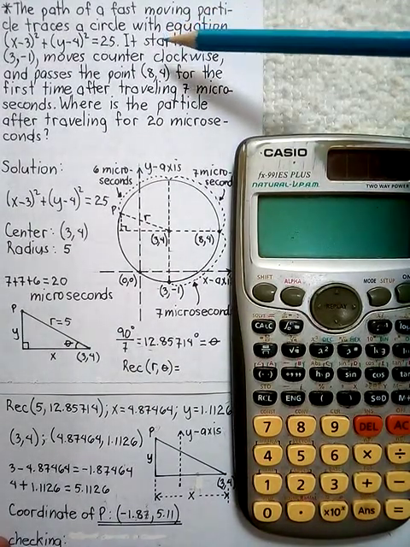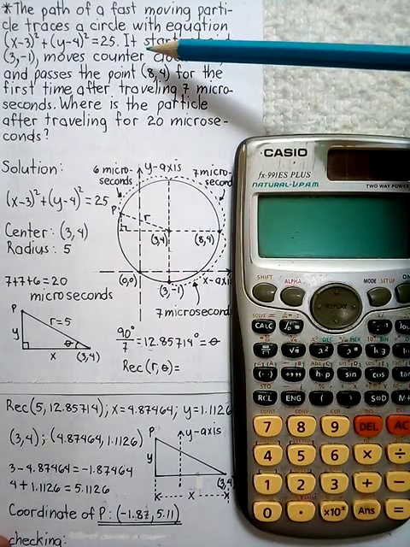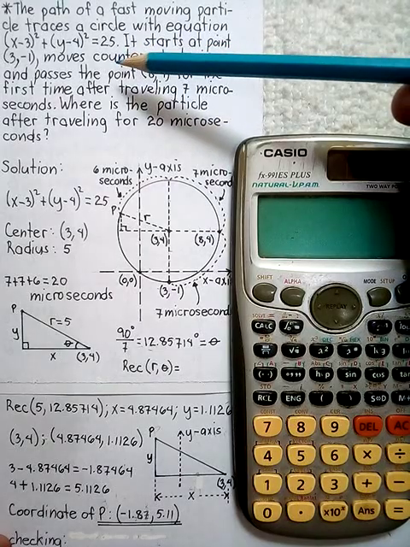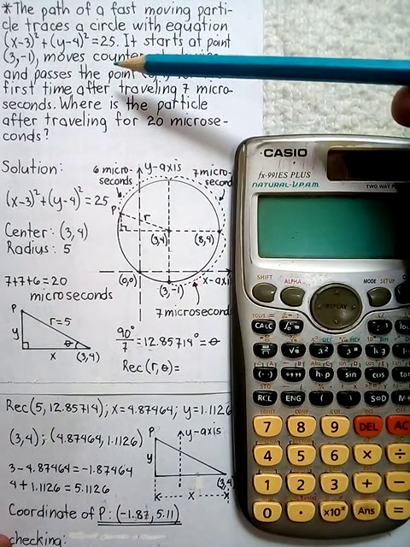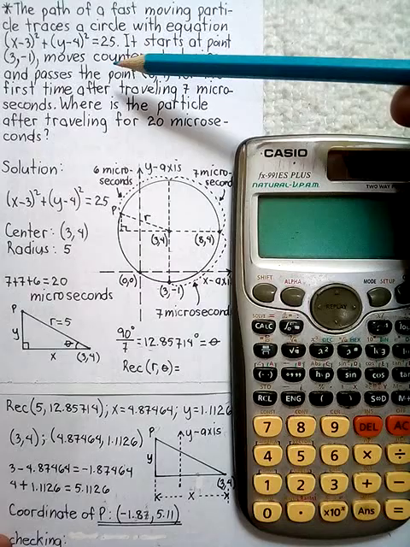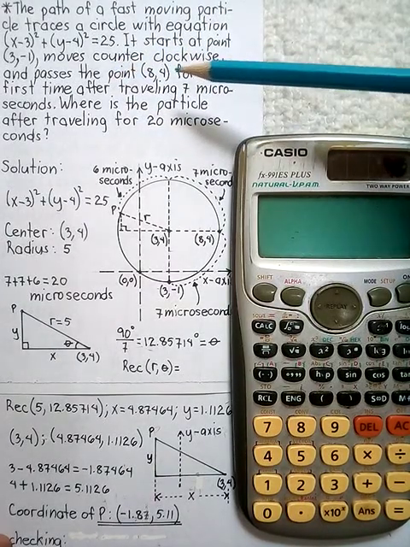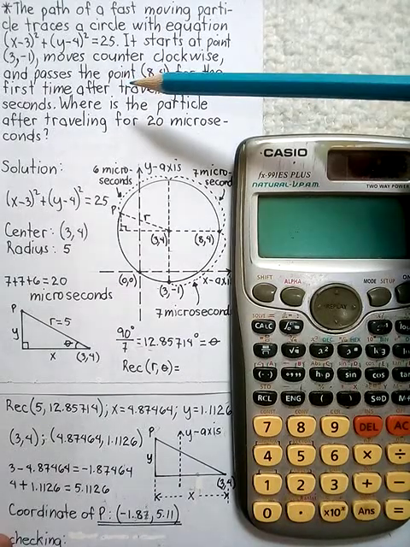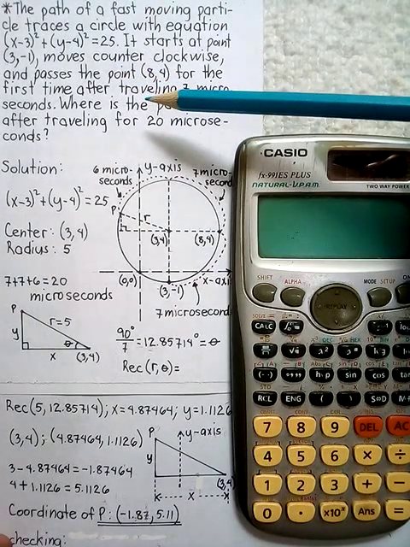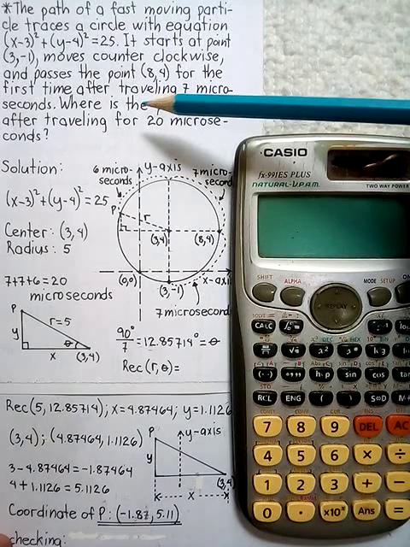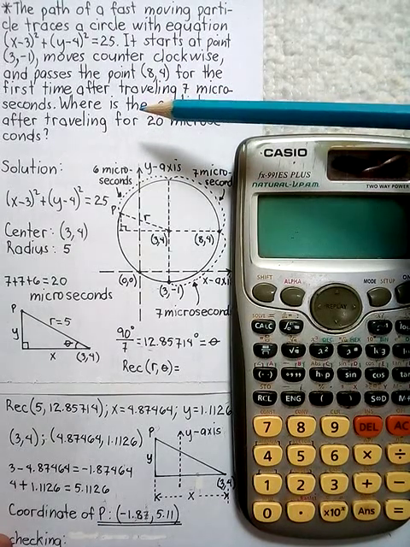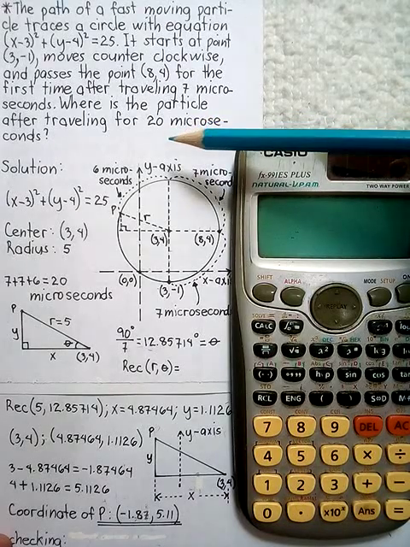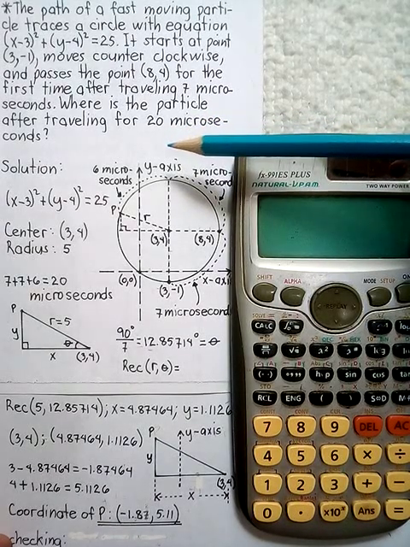The path of a fast moving particle traces a circle with equation (x minus 3) squared plus (y minus 4) squared is equal to 25. It starts at point (3, negative 1), moves counterclockwise, and passes the point (8, 4) for the first time after traveling 7 microseconds. Where is the particle after traveling for 20 microseconds?